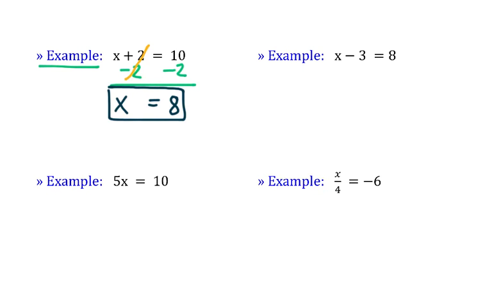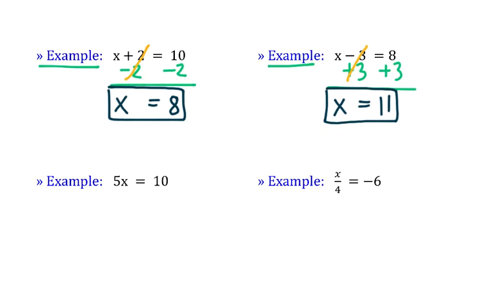Our second problem gives us x minus 3 equaling 8. Here's a good example of where we can undo subtraction through addition. So I can add 3 to both sides of our equation, and that leaves just x alone on the left-hand side. We've moved the 3 to the other side, and 8 plus 3 gives us 11, so our solution here is x equals 11.